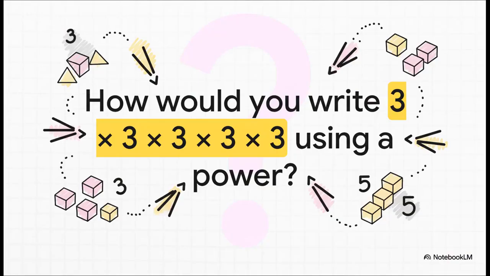Okay, now it's your turn to try one. Let's take a look at this. We've got 3 times 3 times 3 times 3 times 3. So, first question. What's the number that's being multiplied over and over again? It's the 3, right? So that's our base. Now, how many times do we see it? Let's just count them. 1, 2, 3, 4, 5. 5 times. So that's our exponent. And we write it as 3 to the power of 5. See, you've totally got this.